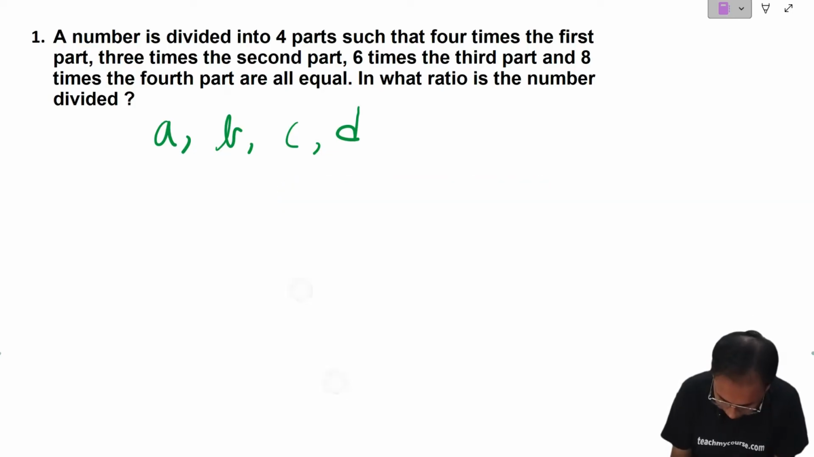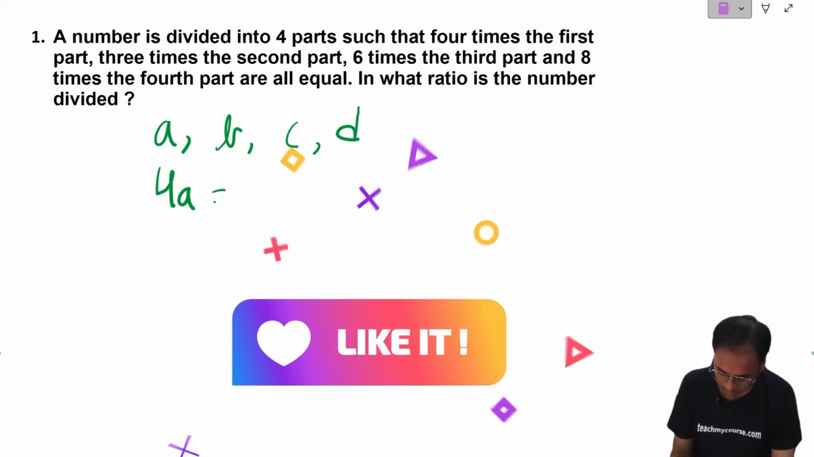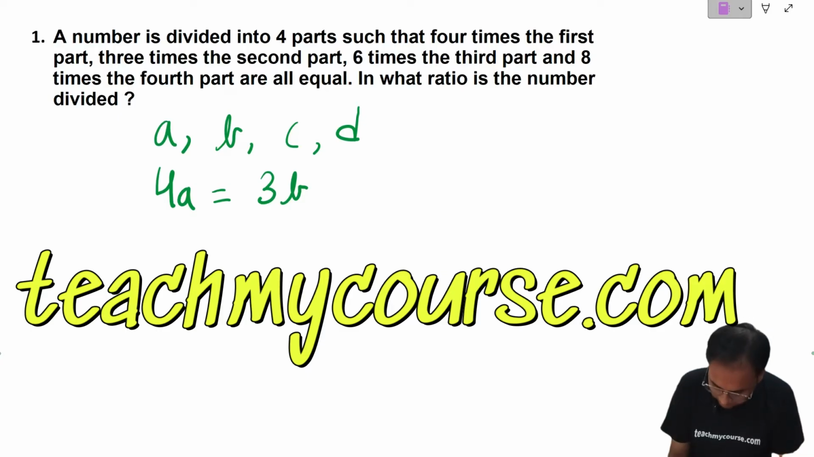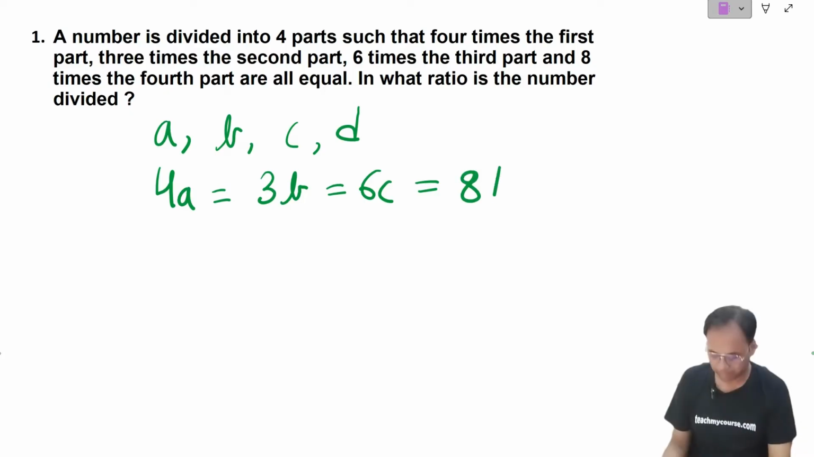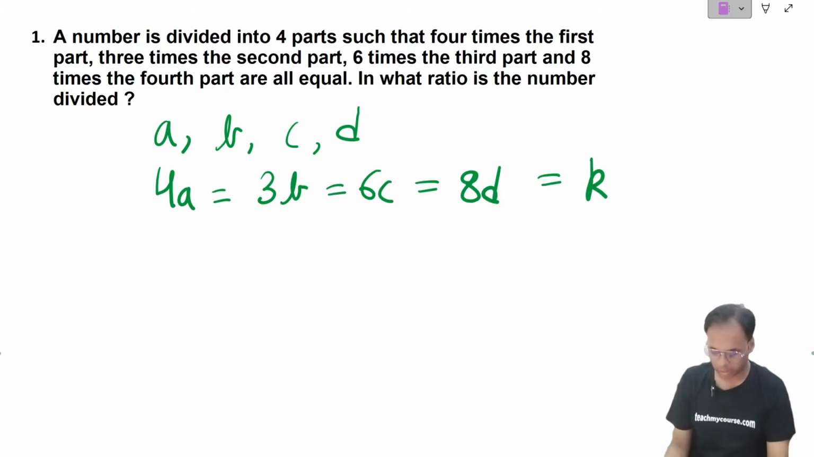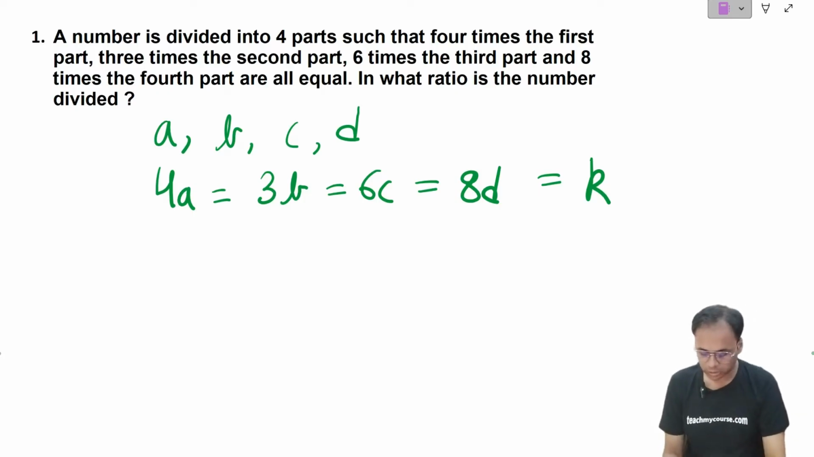So 4 times the first part is equal to 3 times the second part, 6 times the third part and 8 times the fourth part. They are all equal to some number, maybe k. These are the relations in the 4 parts: 4a equal to 3b equal to 6c equal to 8d. It is asking in what ratio the number is divided.